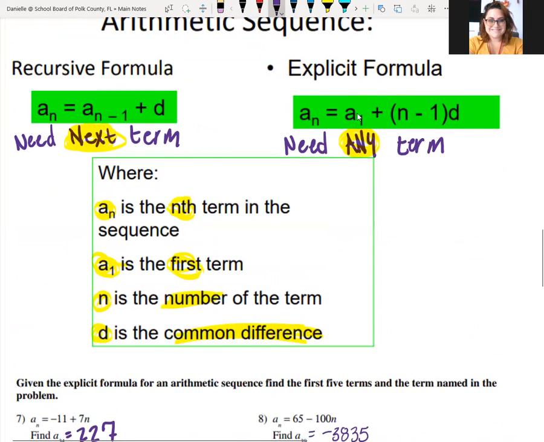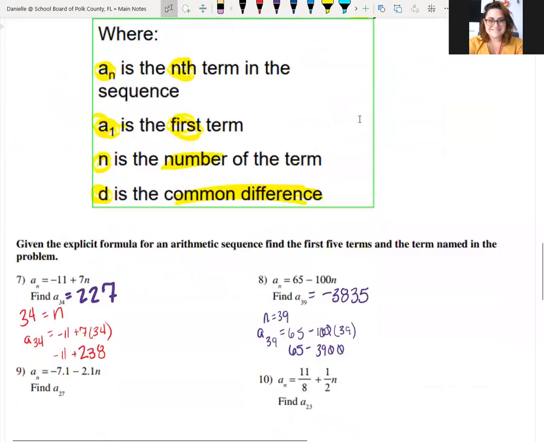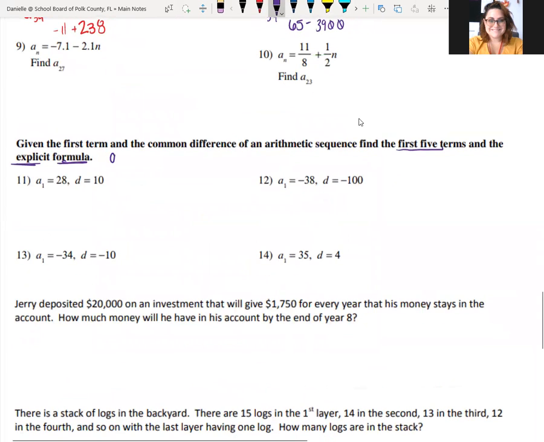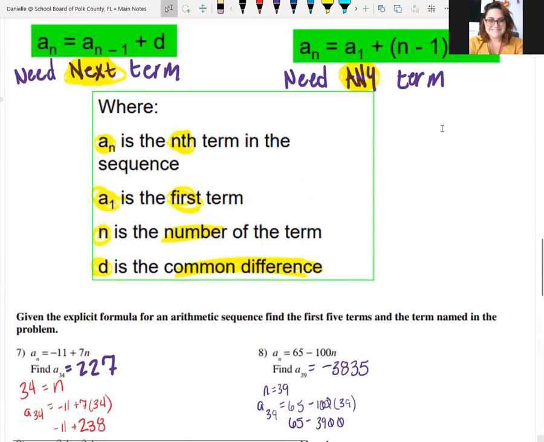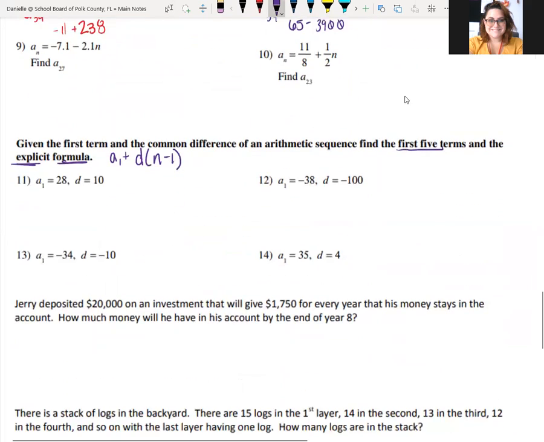So explicit is A sub N equals A1 plus, I'm going to put D out front, D times N minus 1. Correct? I like to have the D in the front, not in the back. So that's why I personally moved it, but it doesn't matter either way. So now we can remember what our explicit formula is.